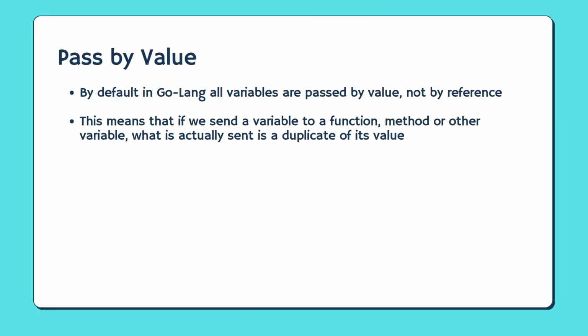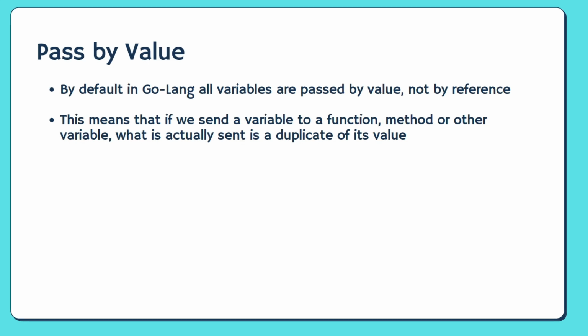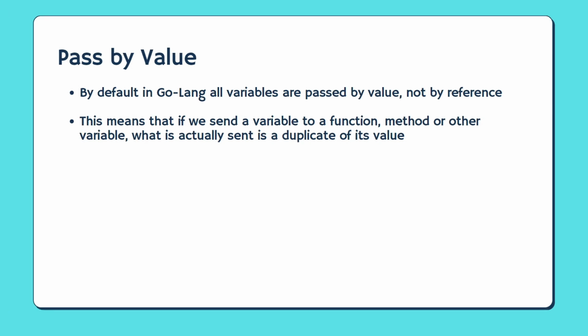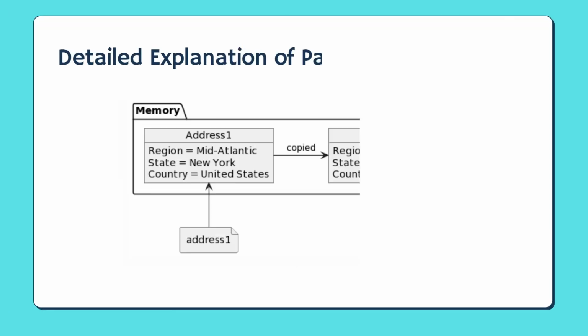Pointer, passed by value. By default in Golang, all variables are passed by value, not by reference. This means that if we send a variable to a function, method, or other variable, what is actually sent is a duplicate of its value. Detailed explanation of pass by value.